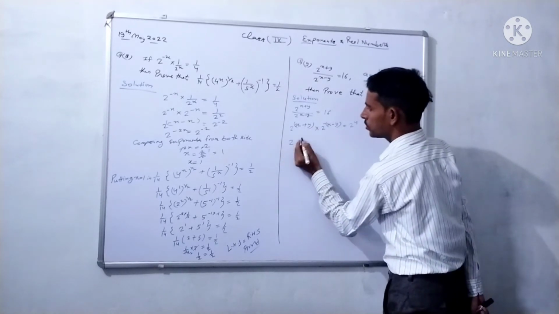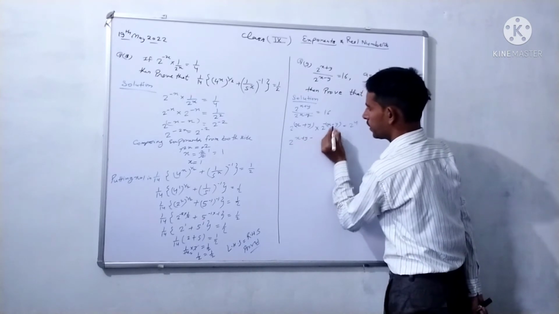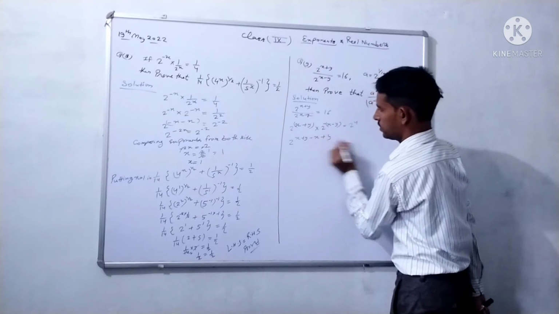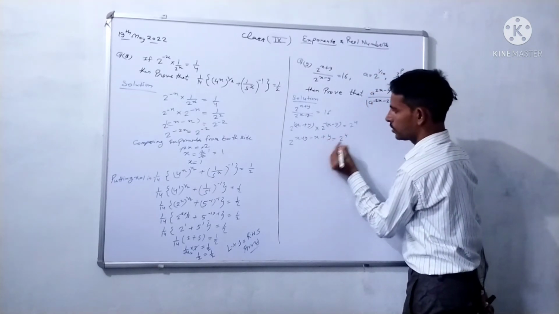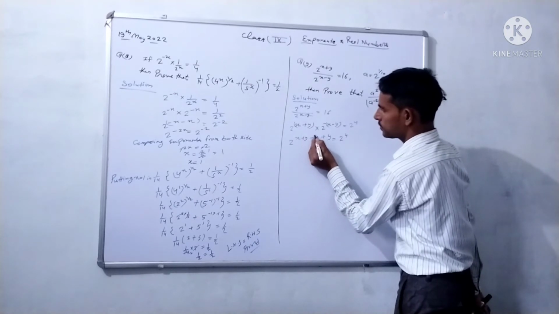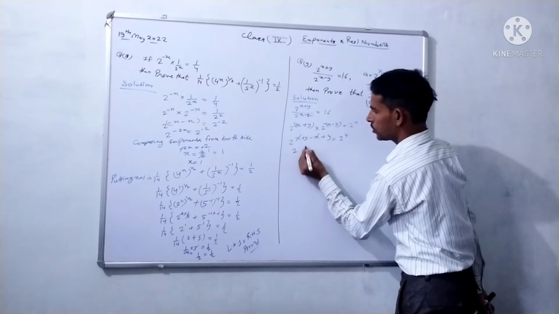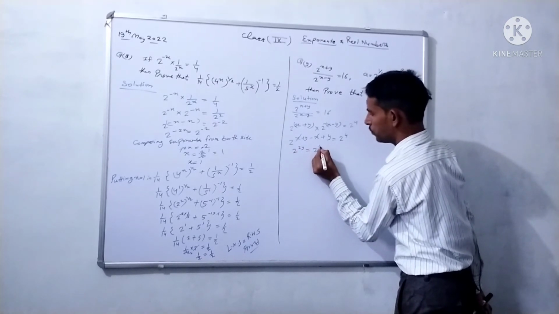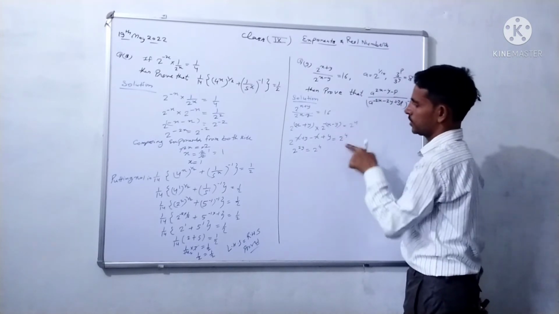So we can write 2^((x+y)+(x-y)), again equals 2^4. Here x is negative and here x is positive, so we can cancel this. So 2^(y+y), that is 2^(2y), equals 2^4. 2 to the 4 to the 8 to the 16, in the place of 16 we can write 2^4.